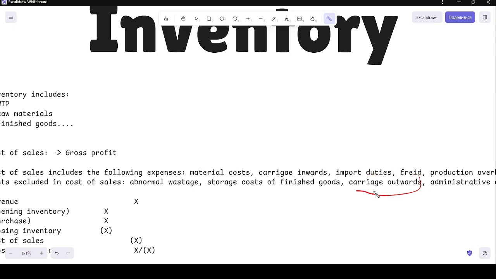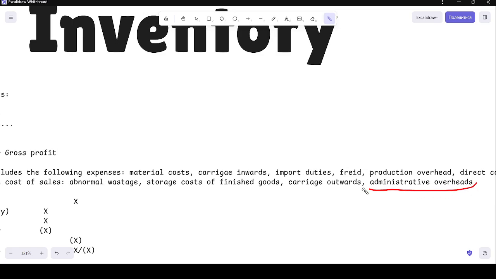Carriage outwards means selling expenses and distribution expenses, for example, the fuel expenses for any cars that are used in distribution. Administrative overheads are indirect labor or other expenses, marketing expense, rental expense, and so on.